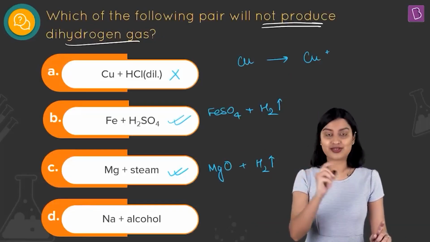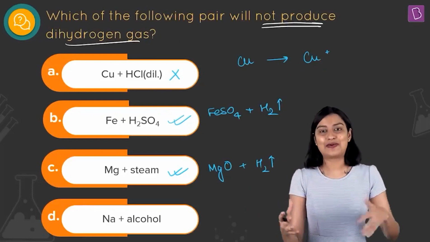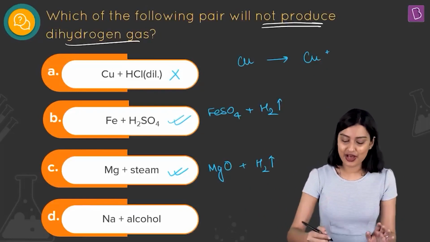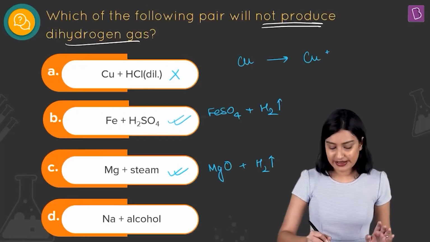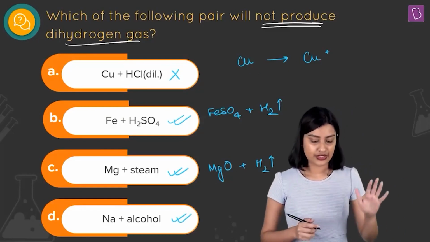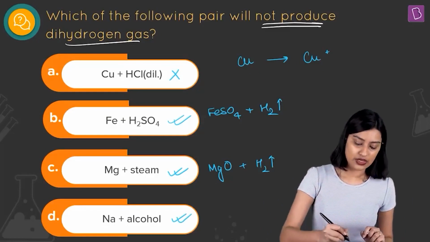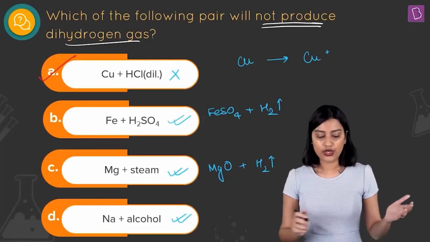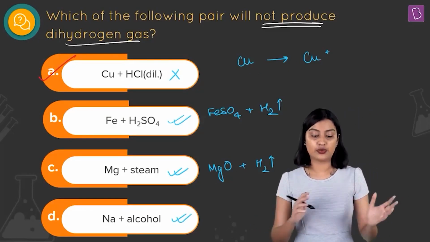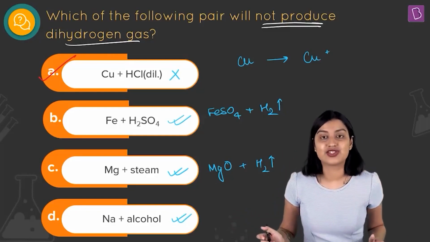This is one of the tests for alcohol, rather. Don't worry, it will all come to haunt you later in your 12th standard. For now, what do we need to know? Yes, this reaction is possible, and yes, dihydrogen is released from this reaction. So where is dihydrogen not released? In option A, dihydrogen is not released, so it will not produce dihydrogen gas. So option A is going to be the right answer to this question.